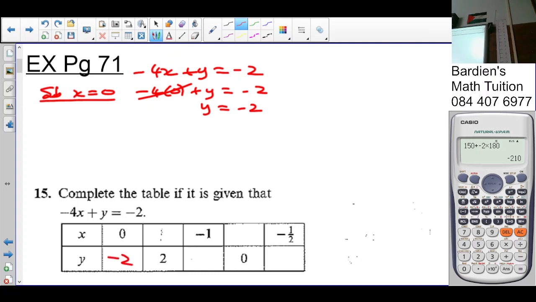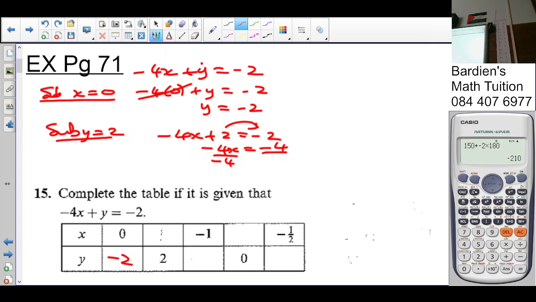Okay. In the next case, we have a y value of 2. So you put 2 where you see y. Now you substitute y is equal to 2 in there. So negative 4x plus 2 equals negative 2. Take it over the equal sign. Negative 4x is equal to negative 2 minus 2, negative 4. Divide by negative 4 both sides, x is equal to 1.